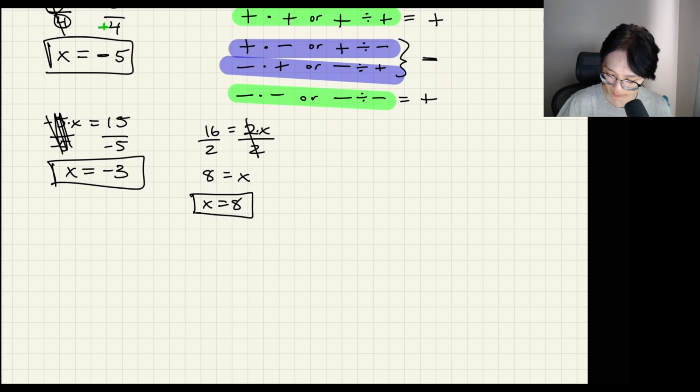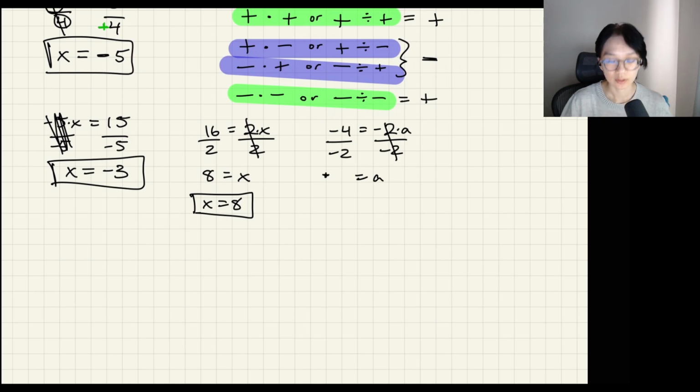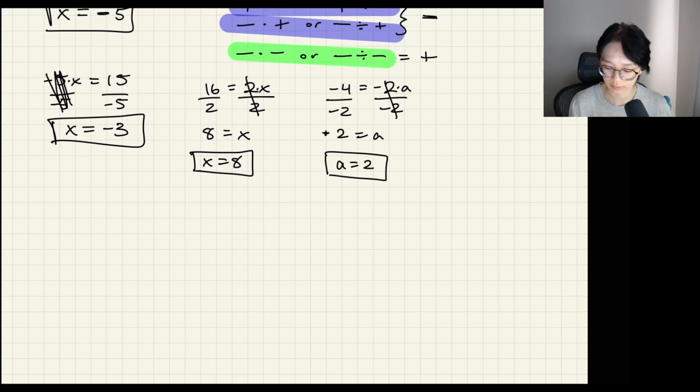Another example. -4 equals -2 times A. Choose a different number, A. Solving for A. So you divide both sides by -2. What's left is A. Negative divided by a negative, they're the same sign, so the result is positive. I'll just do really small here. 4 divided by 2 is 2. A equals 2. That's multiplication stuff.